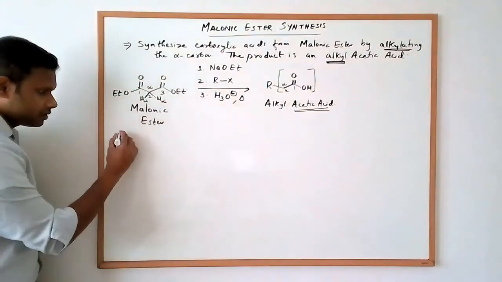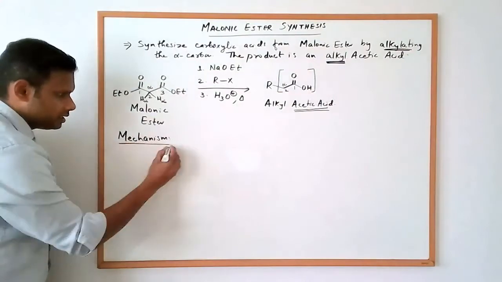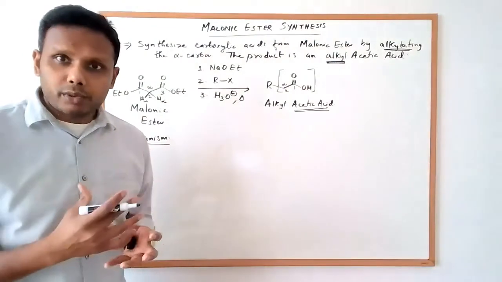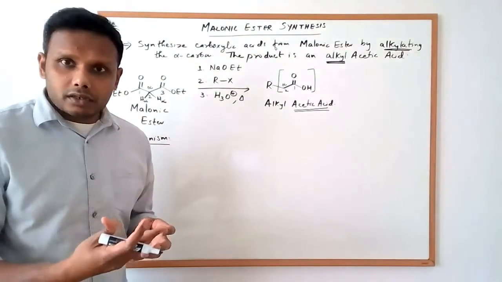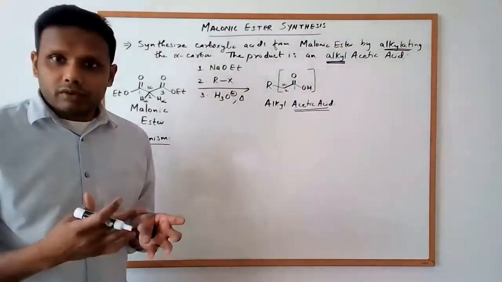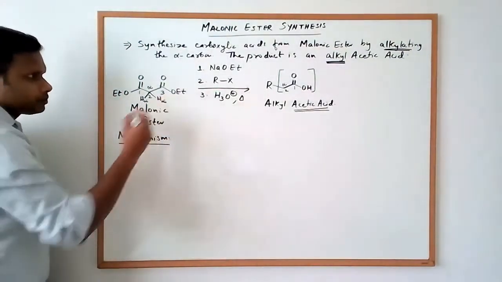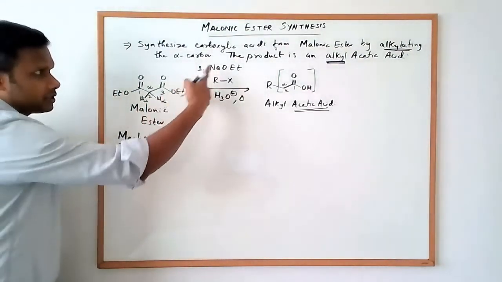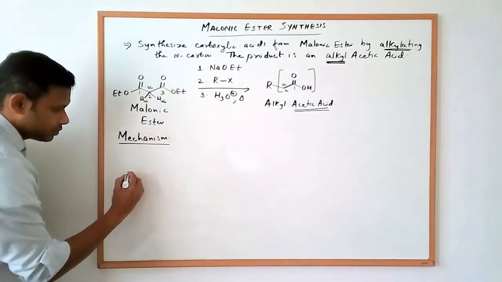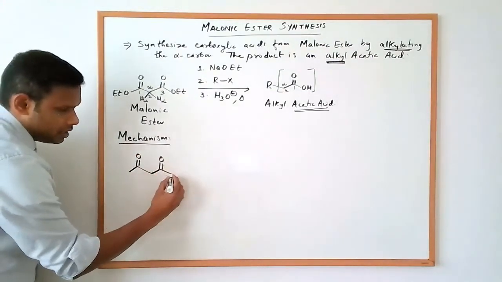So let's look at the mechanism here. Again, this is not a very detailed step-by-step mechanism, because this reaction incorporates mechanisms from other sections that we've already covered. So we're just going to skip over some of those and talk about the details of this mechanism itself. Since the first step is the malonic ester reacting with the base, the initial step is going to be a deprotonation. So we're going to create the enolate here.